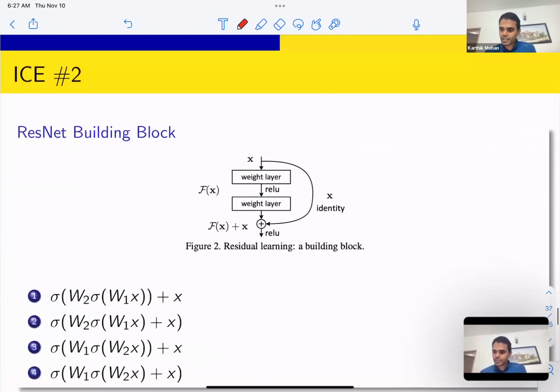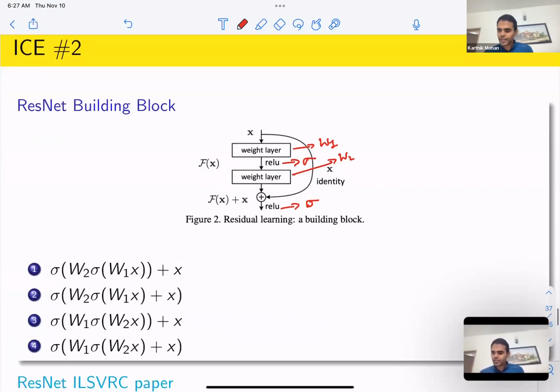So let me just add some notation here. Let's say the weight layer here is W1, this is W2, this is sigma, this is also sigma. Okay. And then you have F and you have X. So given all of this, there is a way to go from here to here. So the question is, what is that in terms of all these components? Let's just take a look and maybe take a minute or two to just work on that.